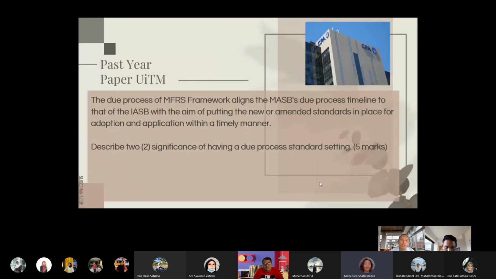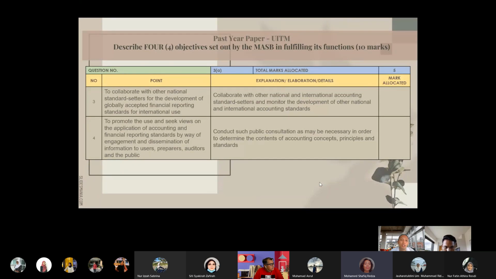So the third one is collaboration with national standard setters for the development of standards globally accepted for international use. It is to collaborate with international accounting standard setters, and to monitor the development of national and international accounting standards. And the last one is to promote the use and seek views on the application of financial reporting standards, for the engagement and dissemination of information to users, auditors, and the public, in which to conduct public consultation as may be necessary in order to determine the contents of the accounting concepts and principal standards.